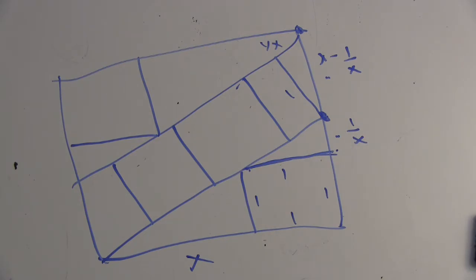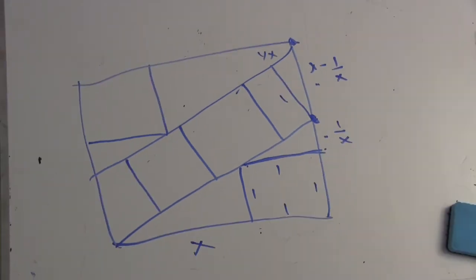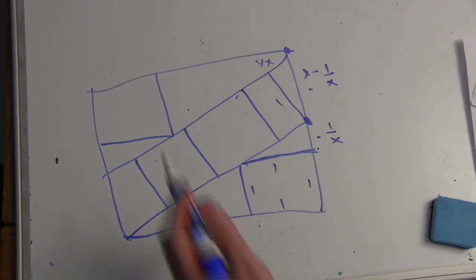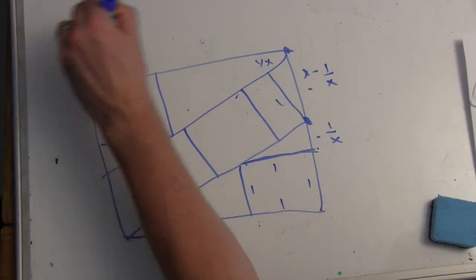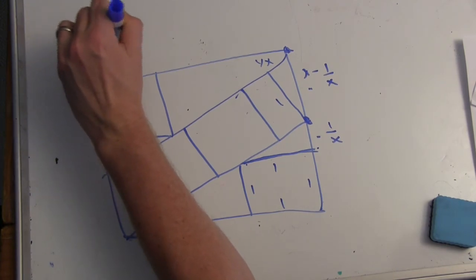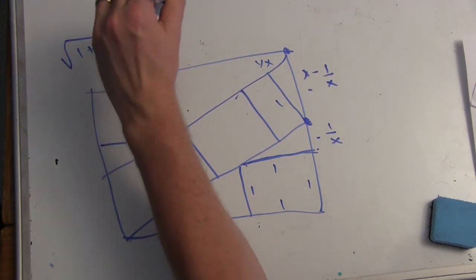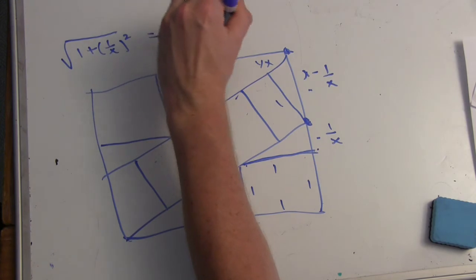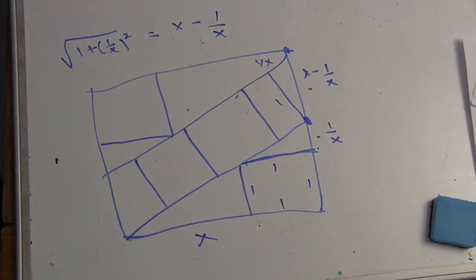That's right. And I don't know where I'm going to be able to write this. So I'll just zoom out a hair, and I'll write it up here. So I have this interesting equation that the square root of 1 plus 1 over x squared equals x minus 1 over x. Okay. And so, well, maybe I'll just work out the algebra.